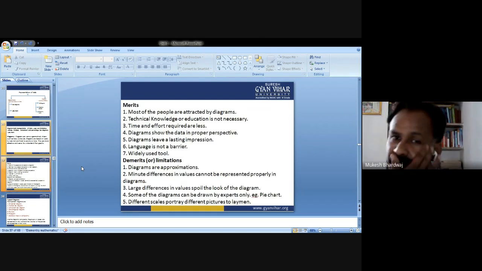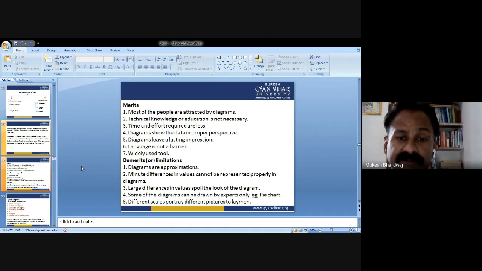Merits: most of the people are attracted by the diagrams. Technical knowledge or education is not necessary. Time and effort required are less. Diagrams show the data in proper perspective. Diagrams leave a lasting impression. Language is not a barrier. Widely used tool. What are the demerits of diagrams or limitations of diagrams?